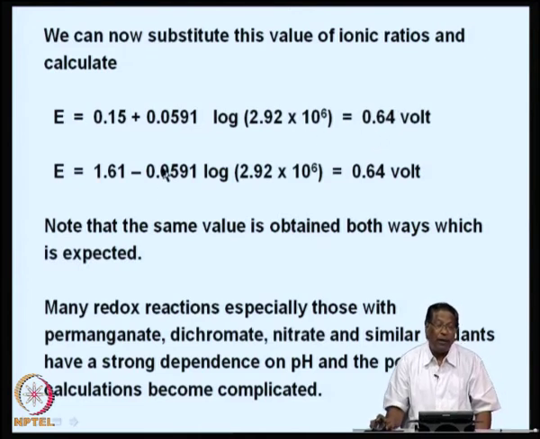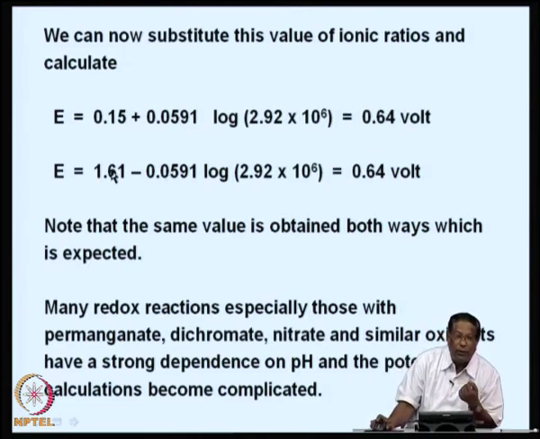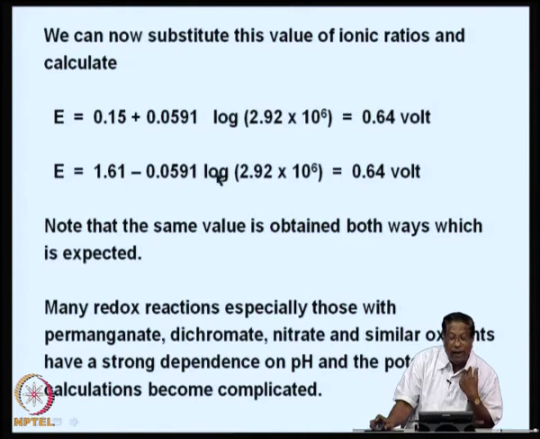If I calculate with respect to the other electrode, that is the other species, then also I should get the same value, but it has to be with a negative sign. So, 1.61 minus 0.0591 logarithm of 2.92 into 10 raised to 6 should be equal to 0.64 volts. That means we get exactly the same value. That means our results are accurate. So, note that the same value is obtained both ways, this is expected anyway.